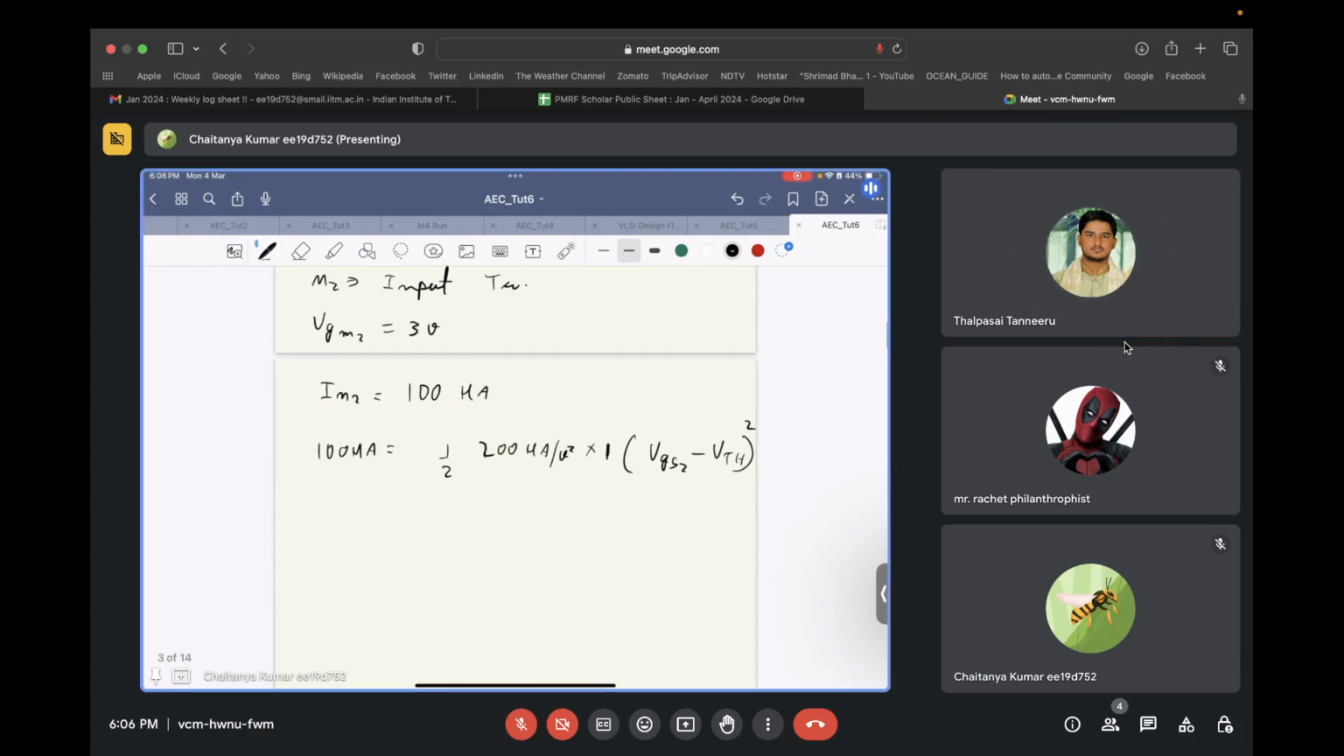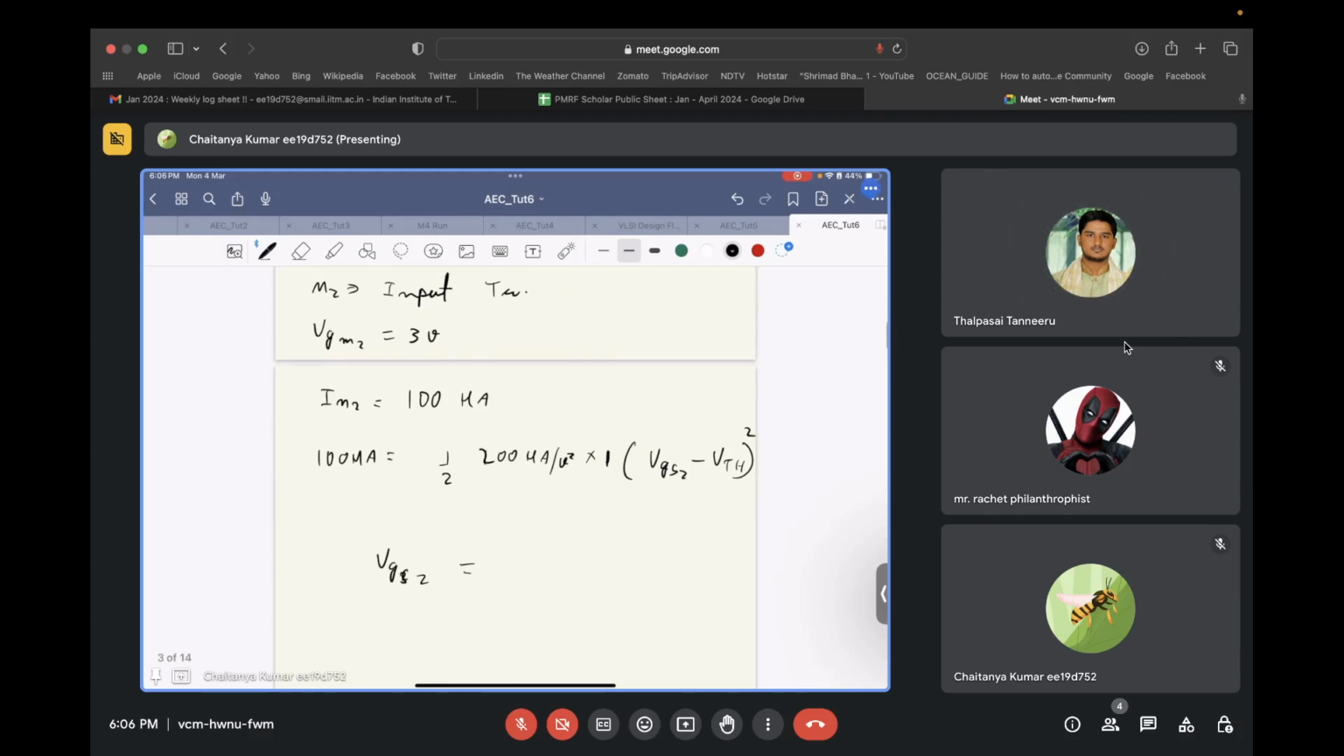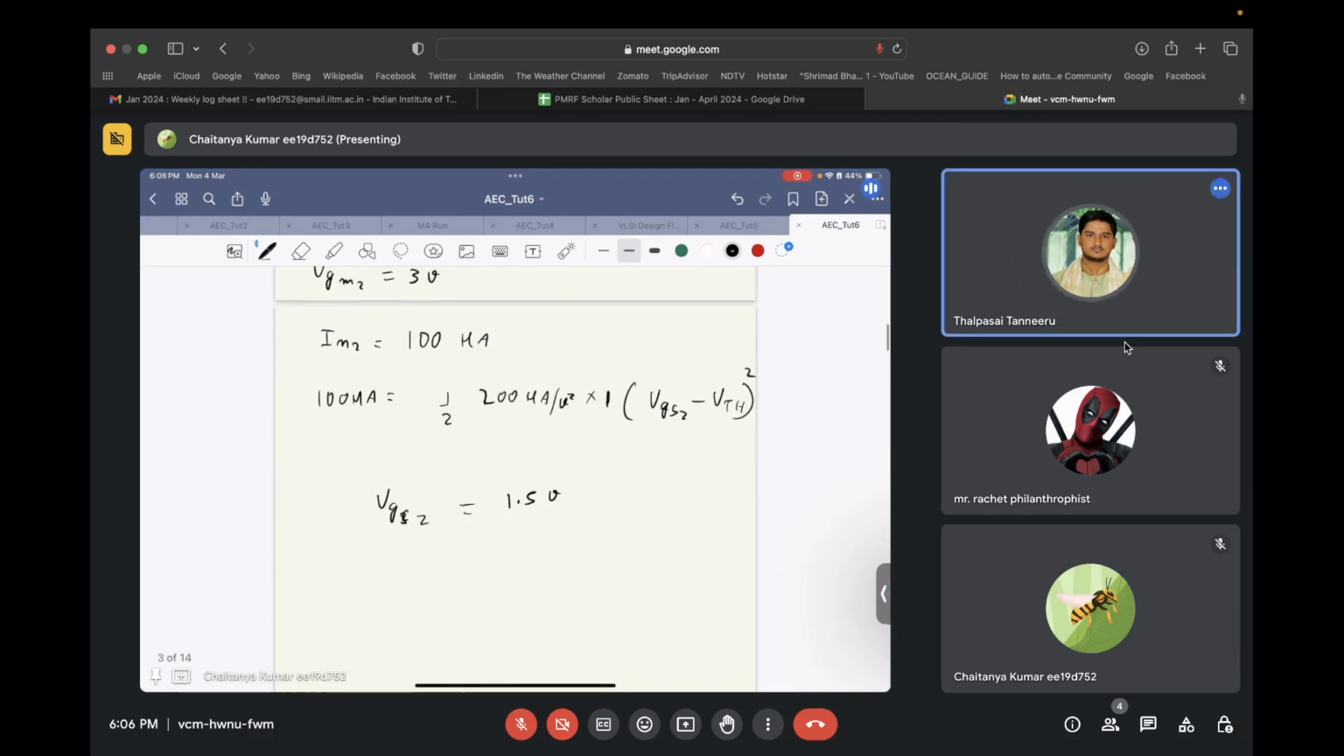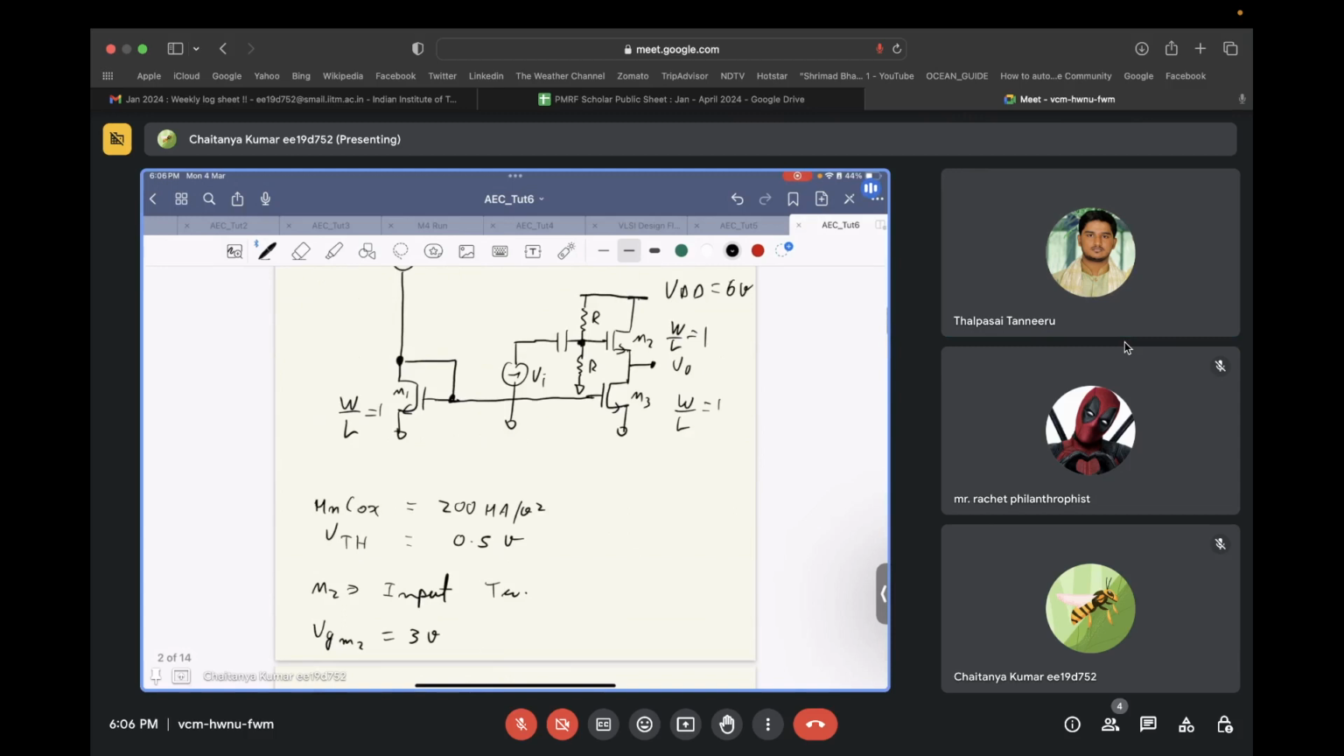From this, what is VGS2? 1 plus VTH, sir. 1 plus VTH, and VTH is 0.5. So VGS2 is 1.5 volts, correct? Yes, sir. Okay. And what will be VGS3 and VGS1?